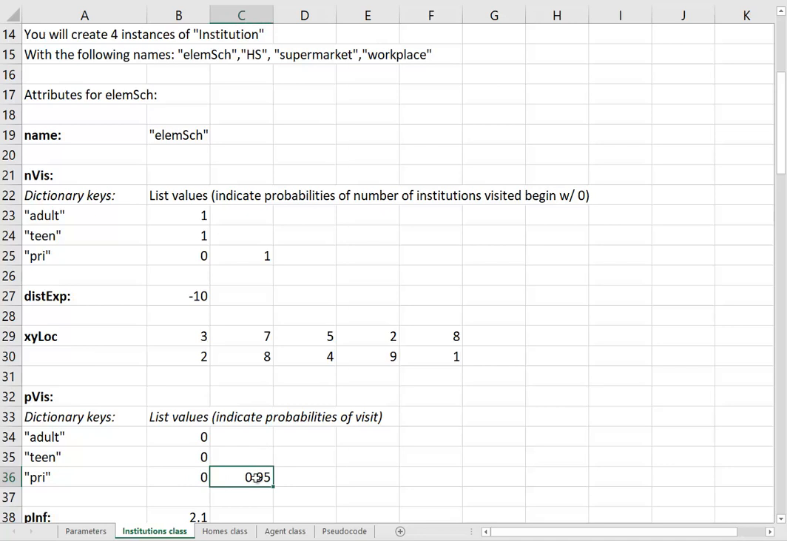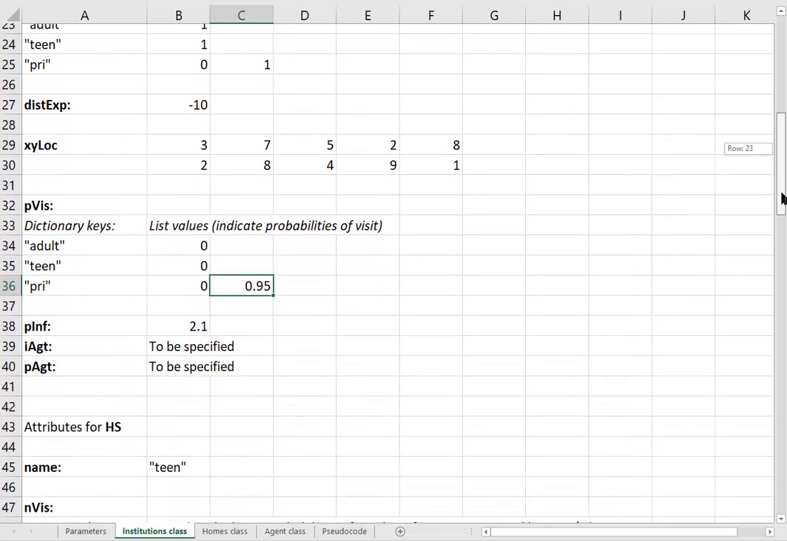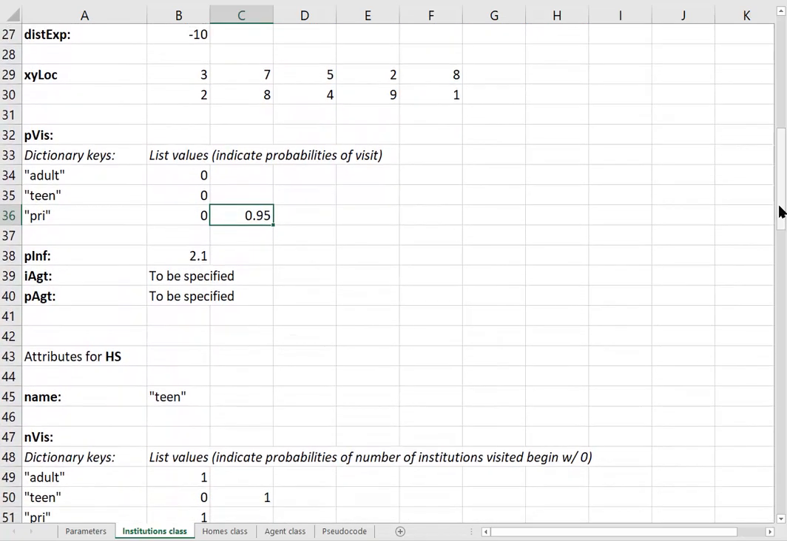Now notice that in practice, you'd have weekdays and weekends. I'm just going to model weekdays. In a more sophisticated model, we could easily model weekdays and weekends. That's not a problem. But let's not put too much complication in the model. All right. Now here we have pinf, which is 2.1.